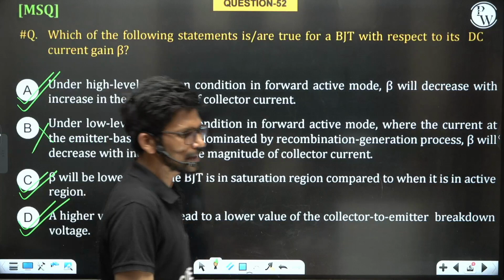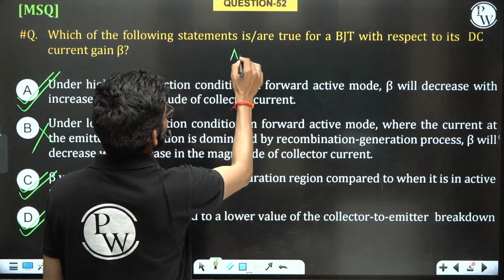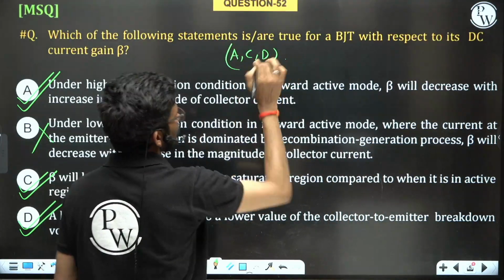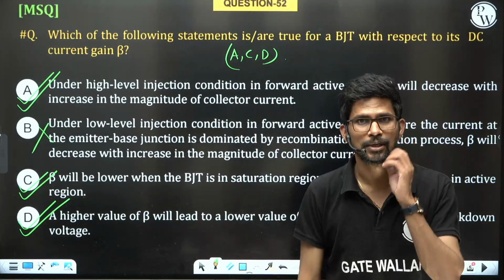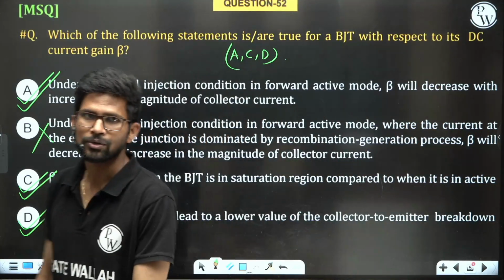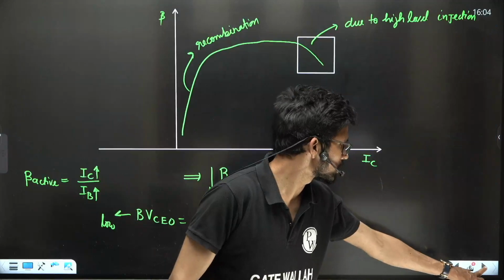So options A, C, D are correct here. Only option B is wrong. This was the MSQ question. So let us discuss the next question.